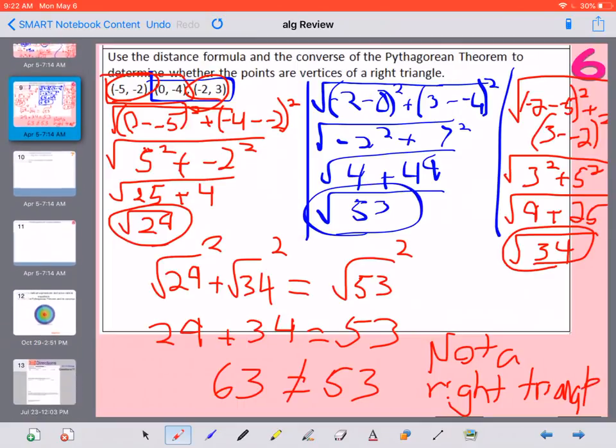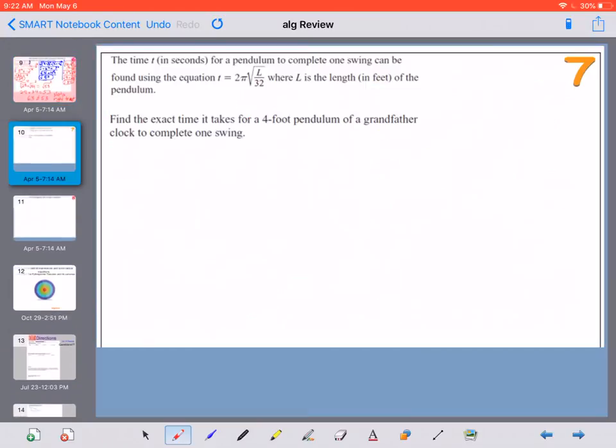Alright, we're almost done. The time t in seconds for a pendulum to complete one swing can be found using the equation t equals 2 pi times the square root of L divided by 32, where L is the length in feet. Find the exact time it takes for a 4-foot pendulum of a grandfather clock to complete one swing.